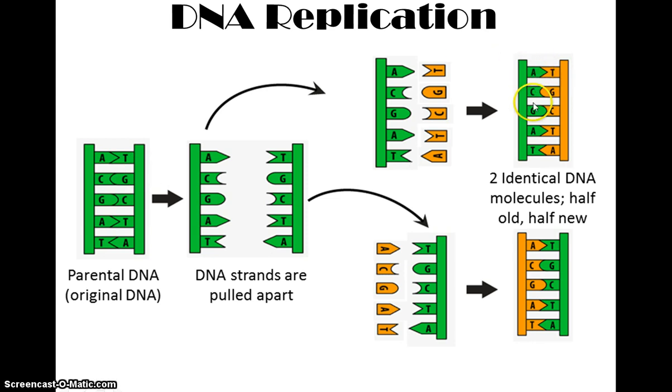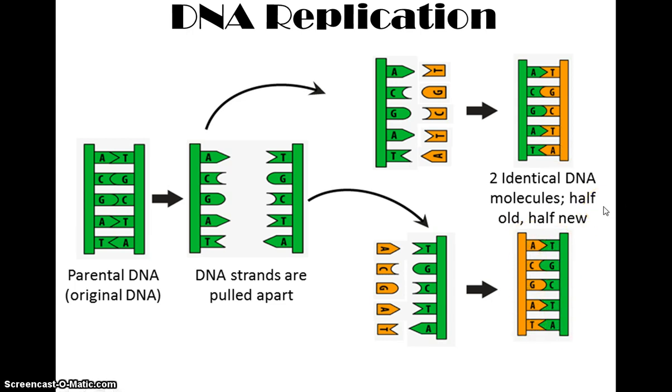You got AT, CG, GC, AT, TA. Same here. Same here. So you started with 1 DNA molecule, and now you have 2 DNA molecules that are identical to the first. The only difference is that the new DNA molecules have half old and half new DNA. They have one side that's the parent strand and one side that's the new strand that's actually going to be called the daughter strand. Okay, same here. You got parent strand, daughter strand.